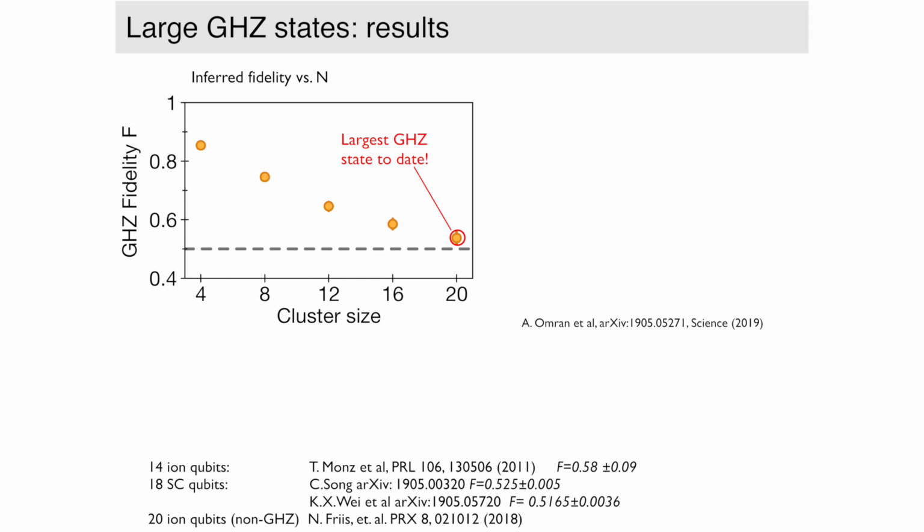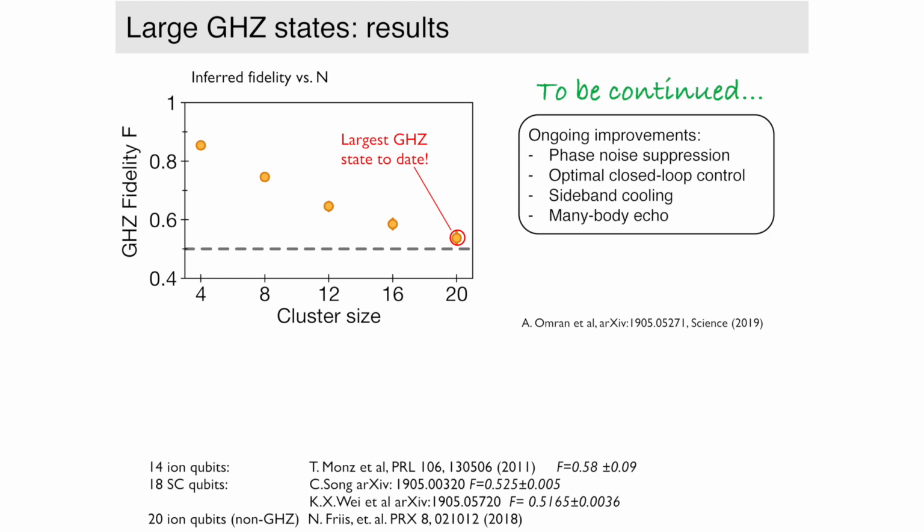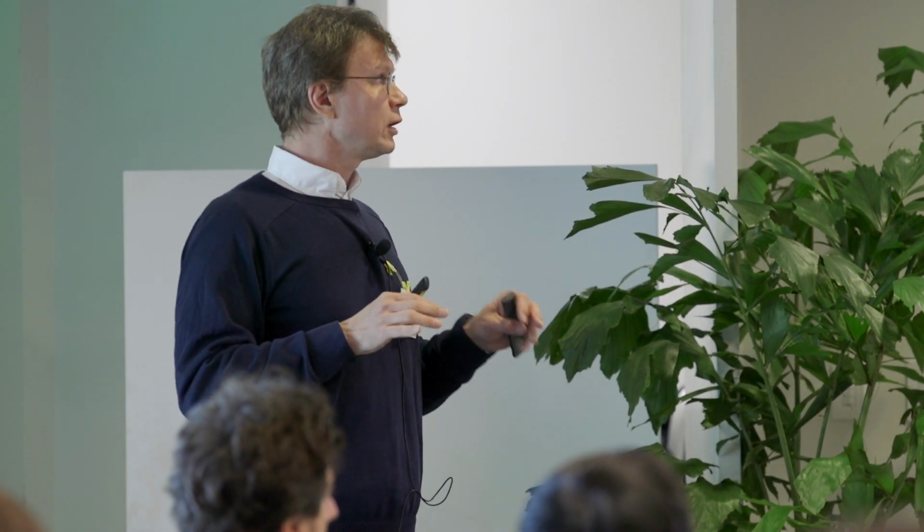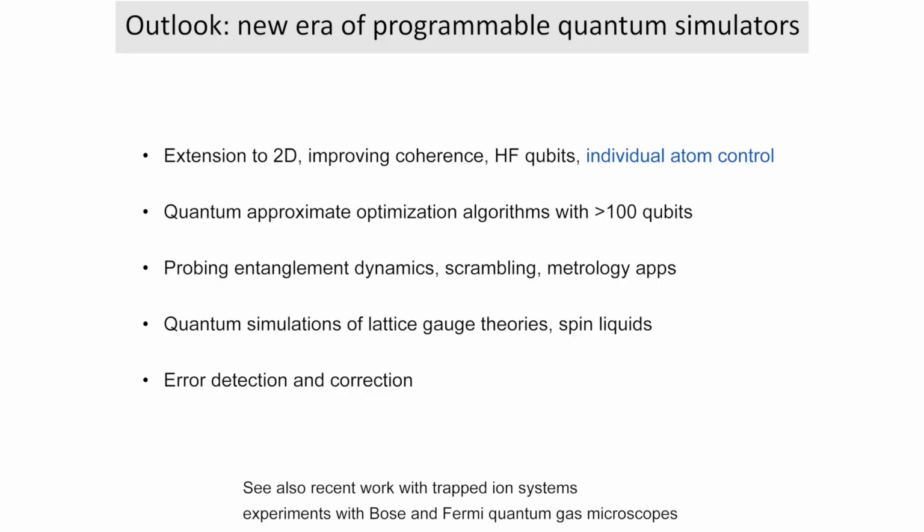But I would say at this point, we are absolutely not done. There are many, many improvements which we can make. In fact, we are still continuing to study dynamics, robustness, and the distribution of different types of entanglement. And there are also some very nice applications. OK, in this last 5 minutes or so, I don't know how many, 10 minutes, I'd like to give you a little bit of a sense of where this work is going.